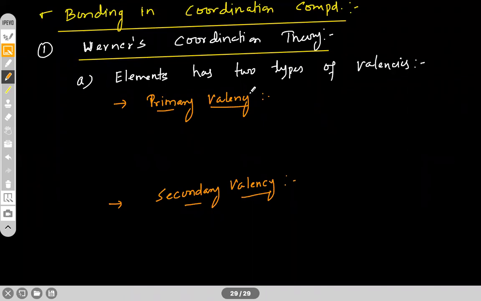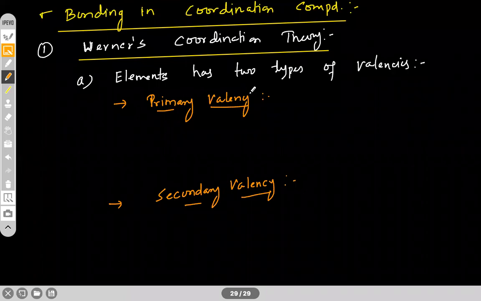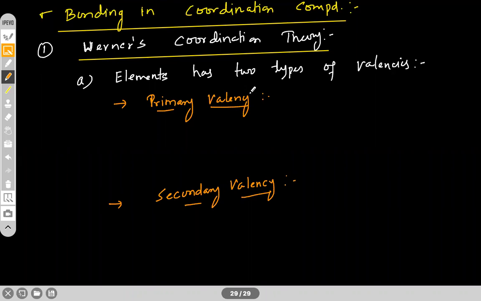So in the complex, if a negative ion is present, only those negative ions satisfy the primary valency, and we represent the negative ions with the dotted line, because I have given you that. It is represented by the dotted line. Okay, so the negative ion is represented by dotted. I'll draw the structure also.